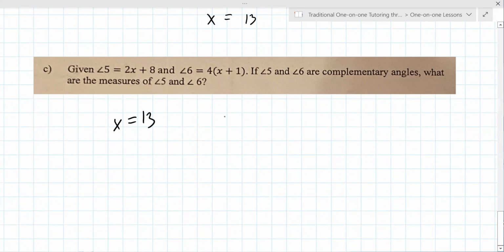So that goes into angle 5, which is 2x plus 8. All right, now first of all, you should be able to use 13 for x. That's right. So I want you to put 13 in for x. Yep, 2 times 13, that's gonna give you 26. 26 plus 8 is 34.